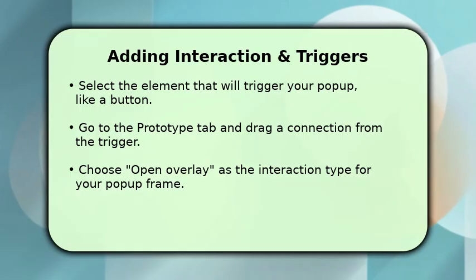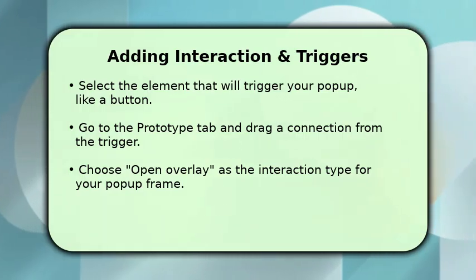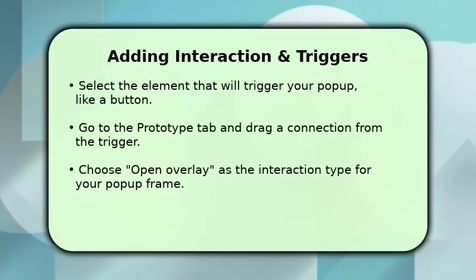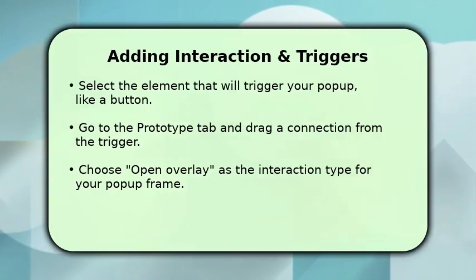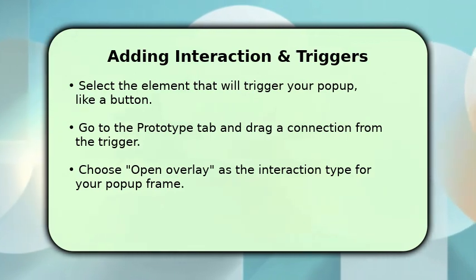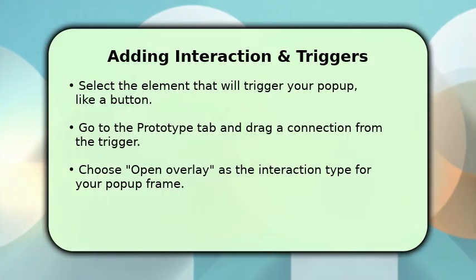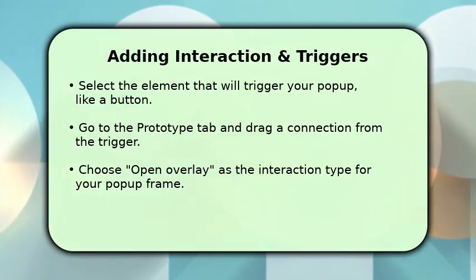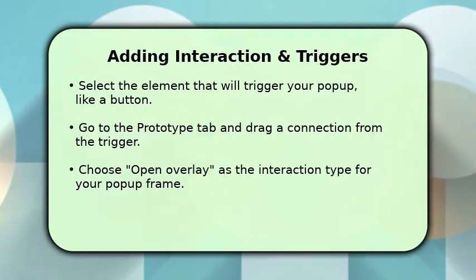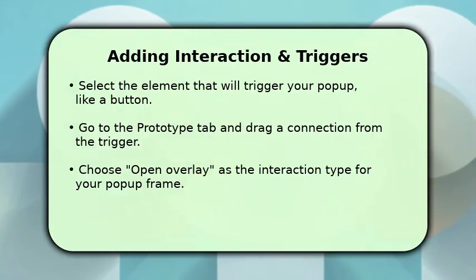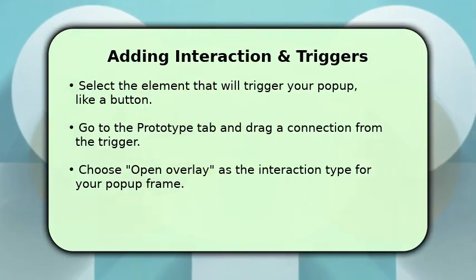Now, let's make your pop-up interactive. Select the element that will trigger the pop-up, such as a button or an icon. In the Prototype tab, drag a connection from this trigger to your pop-up frame. Choose Open Overlay as the interaction type. You can then specify the overlay's position, like centered or top right, and select an animation, perhaps a move in or dissolve effect, for a polished user experience.